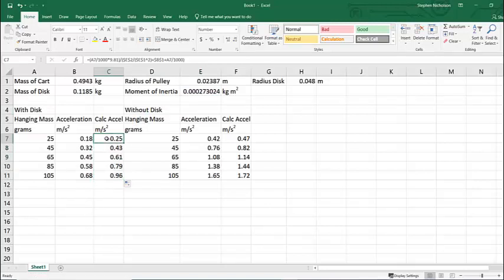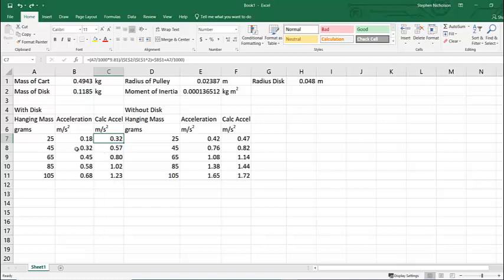So in the absence of figuring out what's causing the moment of inertia not to be low, I have to come up with some other explanation, which I am attributing to the fact that we're getting slippage.